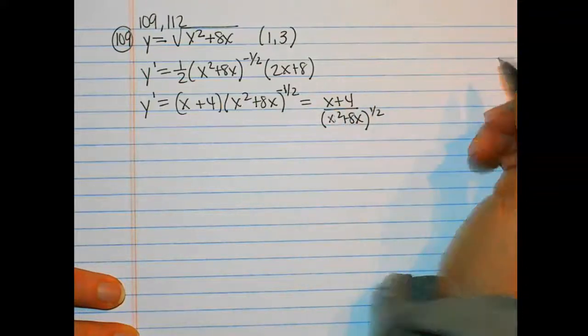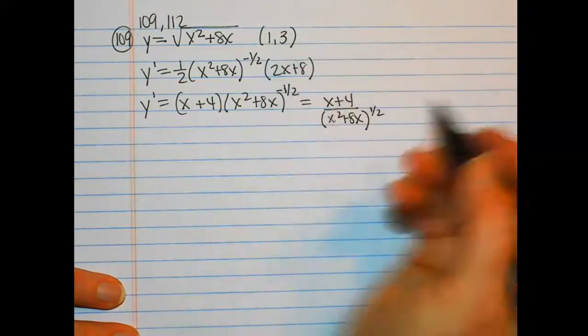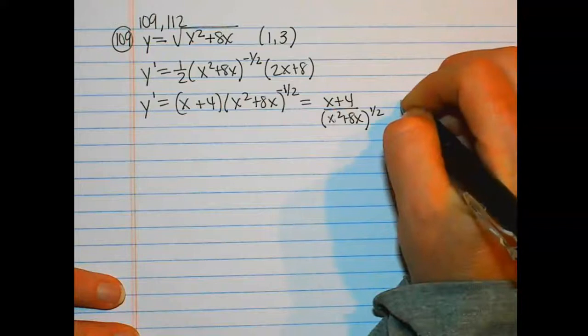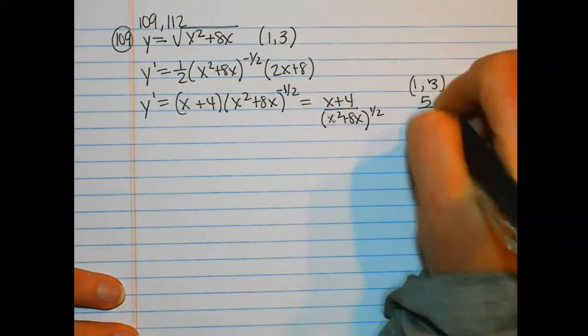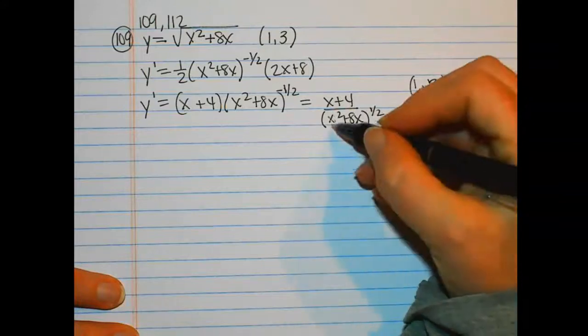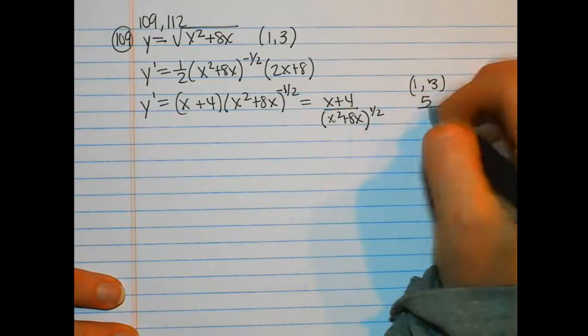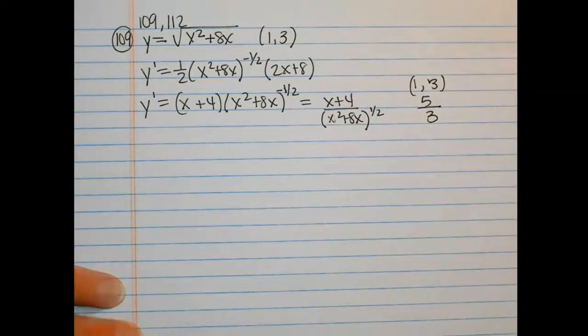Okay. And they want me to evaluate it at 1/3. So that means I'm going to say that's going to be 5 over, 1 plus 8 is 9, to the 1/2 is 3. So I should get 5/3.